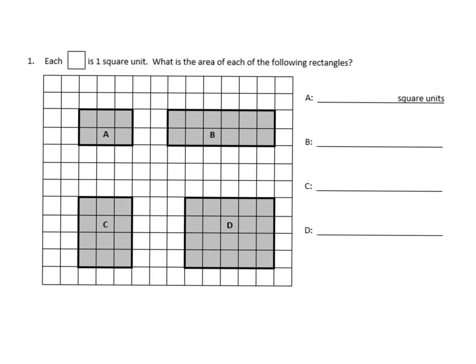So if we take a look at letter A, remember to find the area, all we need to do is count the squares. So I see 1, 2, 3, 4, 5, 6. So that means that A has an area of 6 square units. Let's take a look at letter B.